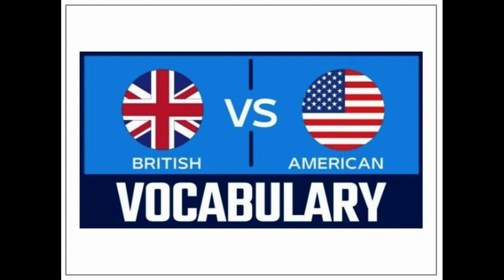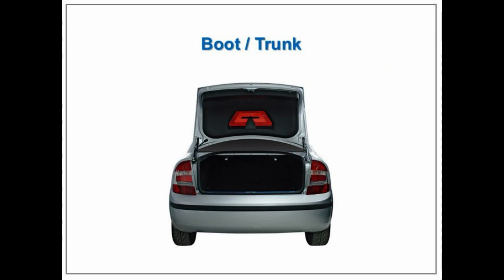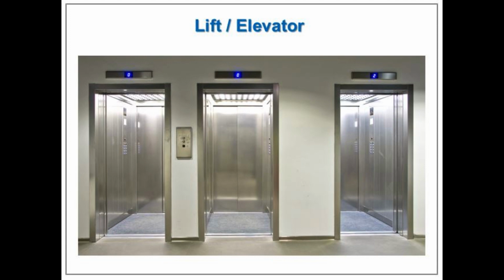So it has nothing to do with the language, it has more to do with differences in culture. So the same thing has two different names. The first difference is in the back part of a car, which in British English is known as a boot and in American English is known as a trunk. The next difference is between lift and elevator, which are two names of the same thing, but in British English they're known as lifts and in American English they are known as elevators.